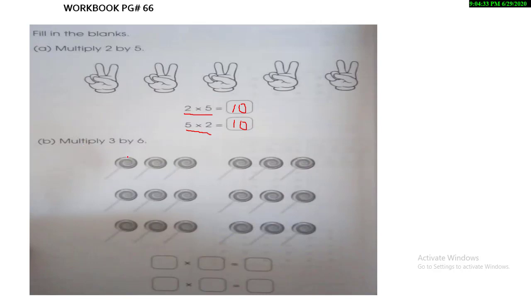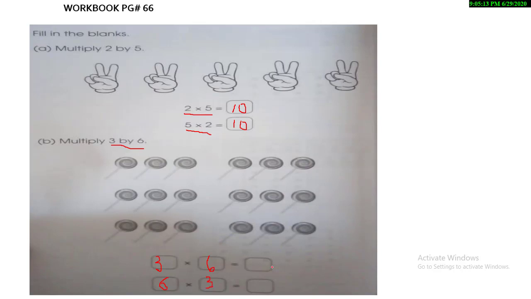Okay, multiply 3 by 6. In this question, they just give you both the numbers over here. 3 by 6 means there are 6 groups and there are 3 in each. There are 3 lollipops in each group. So if the numbers are mentioned, you will just mention the numbers over here, 3 and 6. 3 6s are. And for the second step, we are going to change the places. Yes, 6 and 3 will go at the second place.